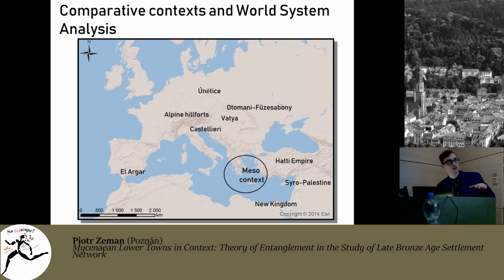So the Near Eastern palatial societies. Here I pointed to the Hatti Empire, Syro-Palestine, and the New Kingdom in Egypt. And then we have Bronze Age Europe. This is a subjective choice of my own: what would be the best to compare with the Mycenaean settlement network? But obviously there could be many other cultural entities there. But I chose El Argar, Alpine Hillforts, the Unetice culture, the Otomani-Füzesabony culture, the Vatya culture, and the Castellieri of Istria.